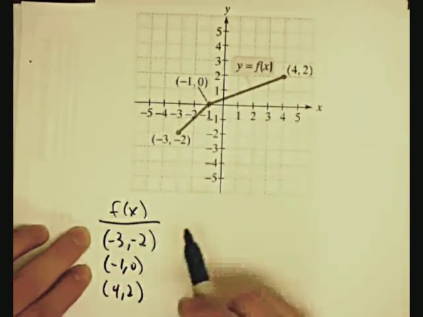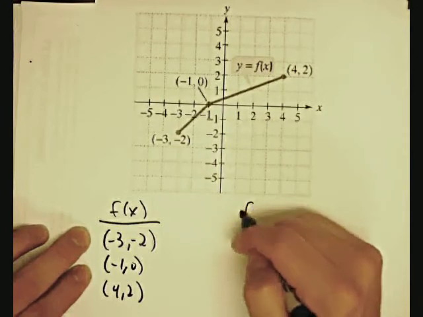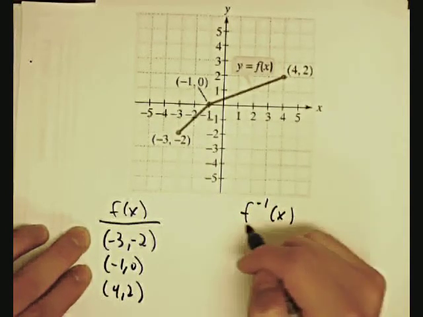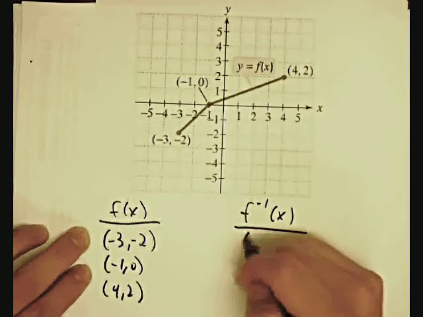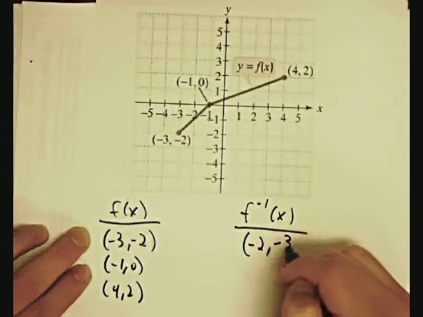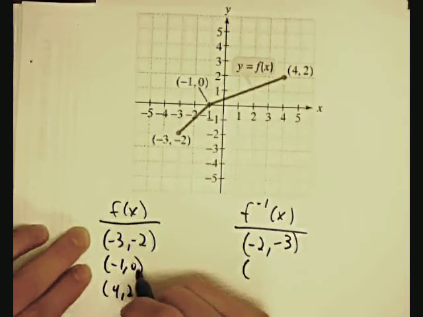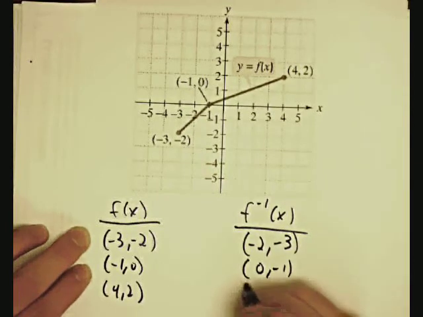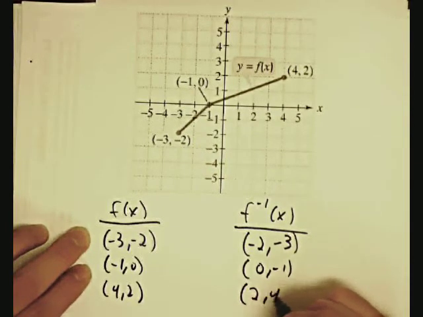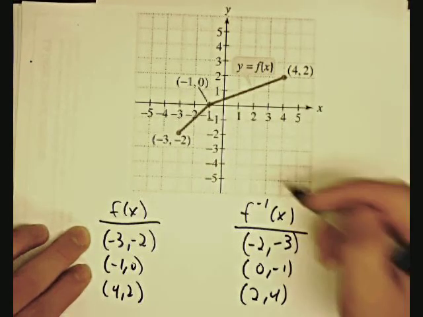What this means is, if these points are on the graph of the function, then for the graph of the inverse, instead of having -3, -2, we'll have the point -2, -3. Instead of having -1, 0, we will have 0, -1. And instead of 4, 2, we have 2, 4. So if I graph these points, this will form the graph of my inverse.